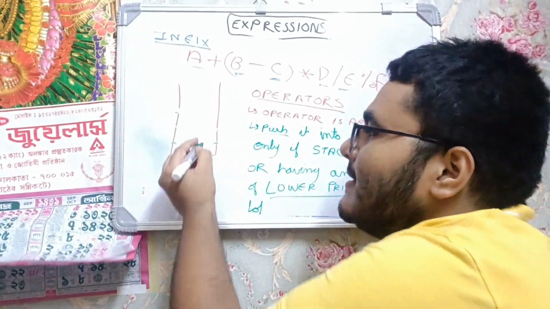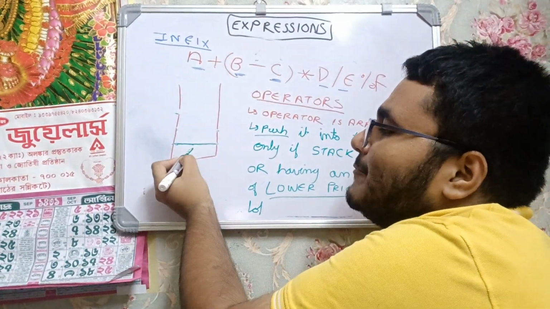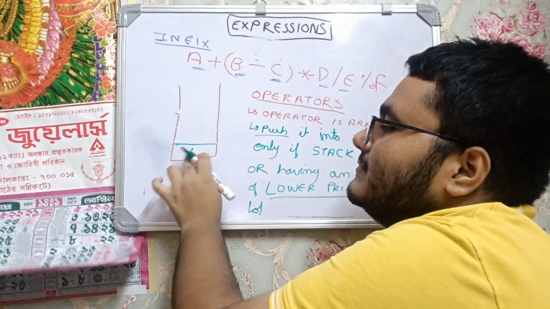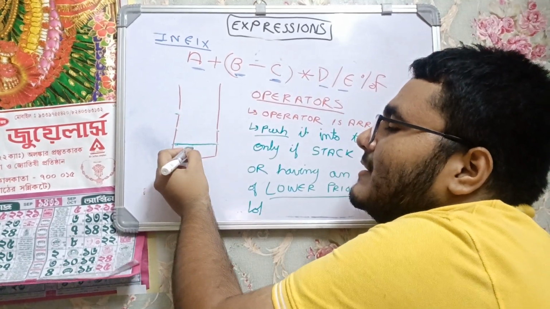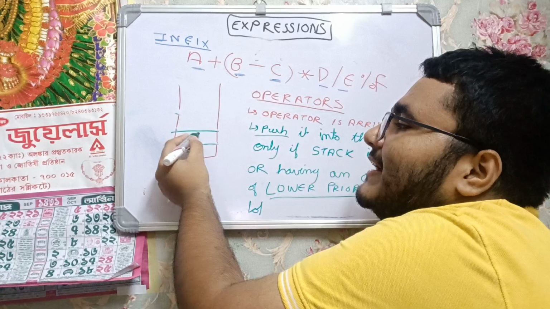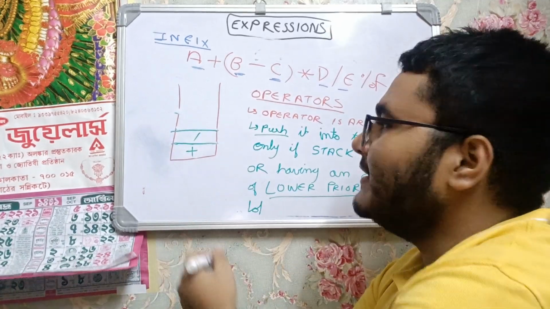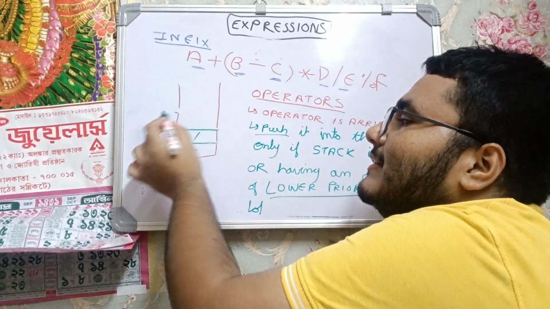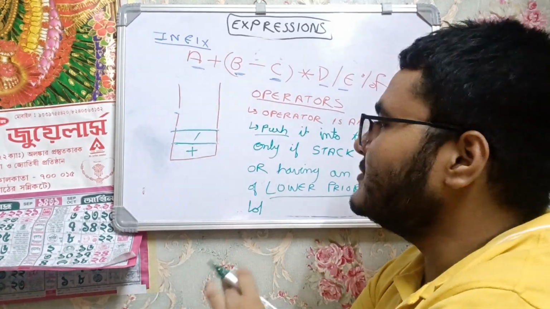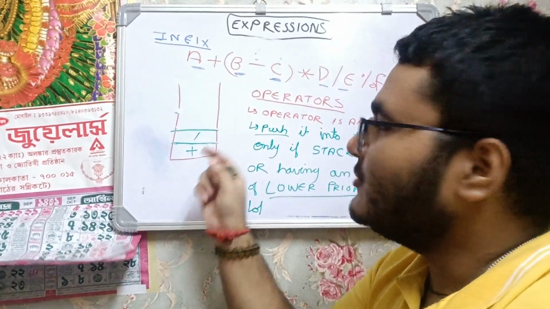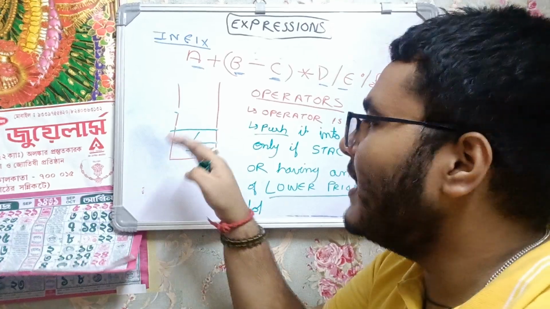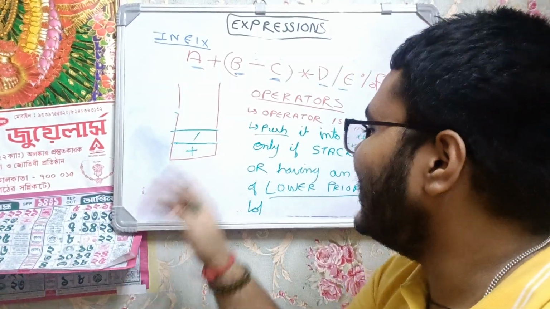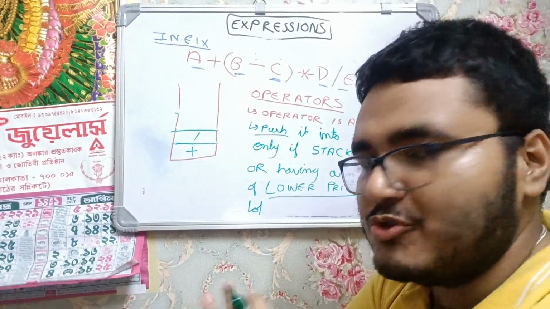Say there are many things present before minus. Say suppose plus, and after that division has arrived. Then you need to see the topmost operator. If the topmost operator has a lower priority, in that case you can push it, okay.